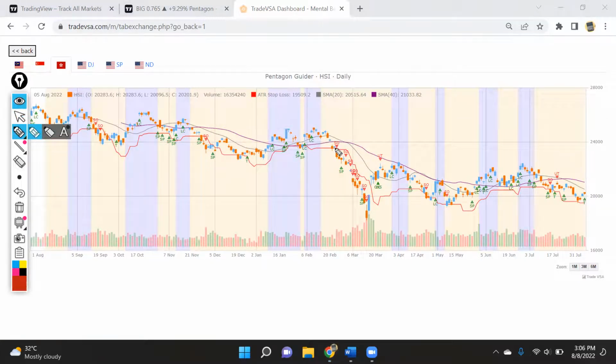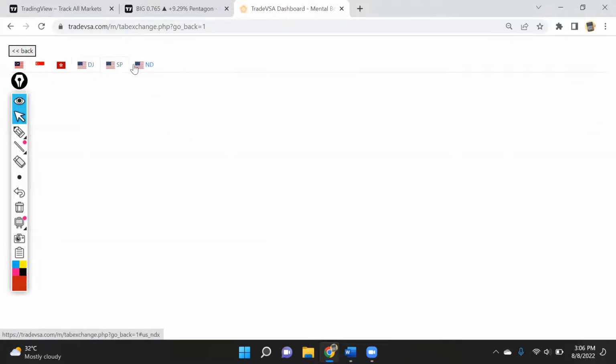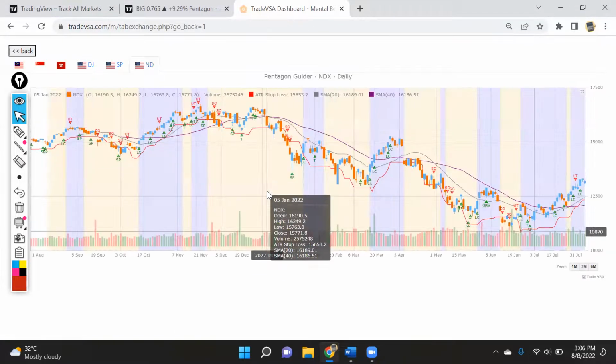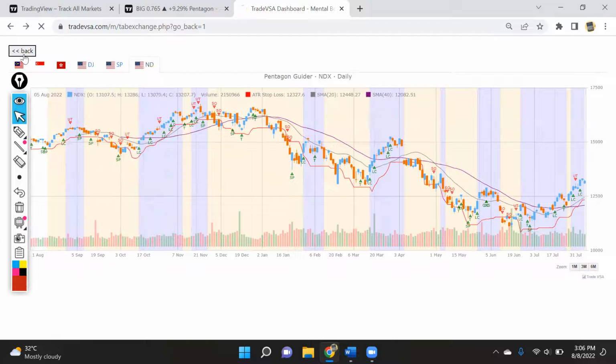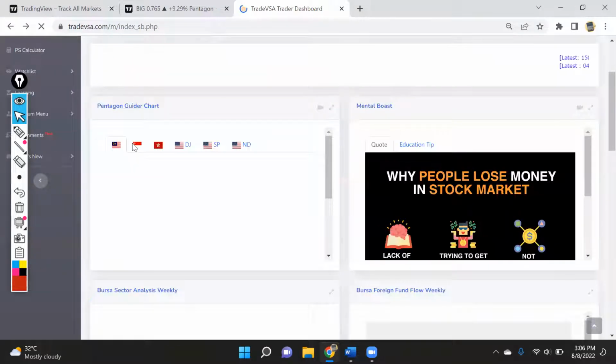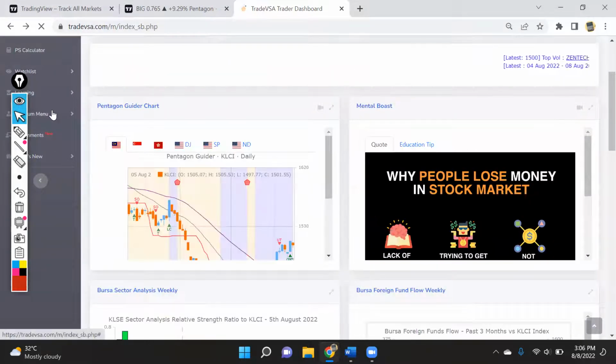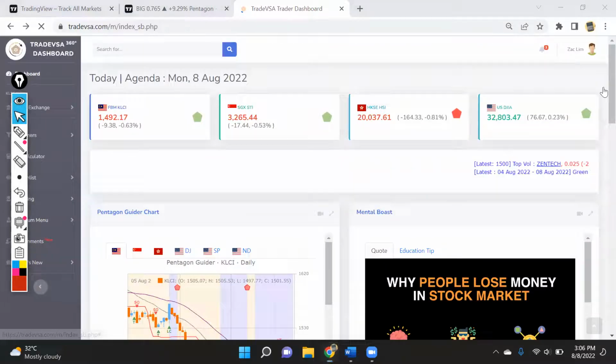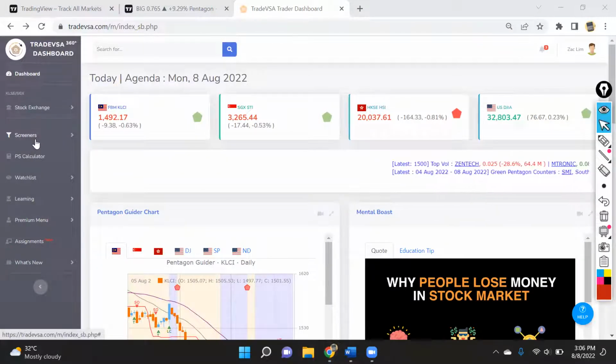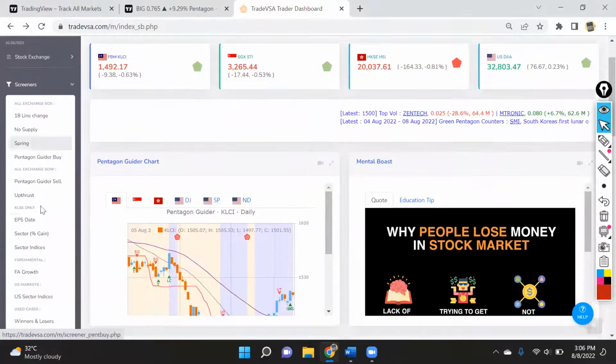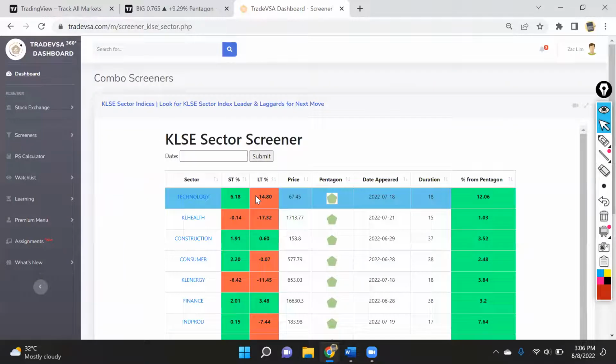Now, most of the time during accumulation, it's not going to go up easily like this. Sometimes they make a wash before they push back up. So for those looking for Hong Kong counters, this is something you might want to be prepared for. DJI, SP, NDO are also in Green Pentagon. This is just to give you a quick idea of how the overall market is doing. Because I'm doing short term, all this information is very important to know. The next thing, sector indices.